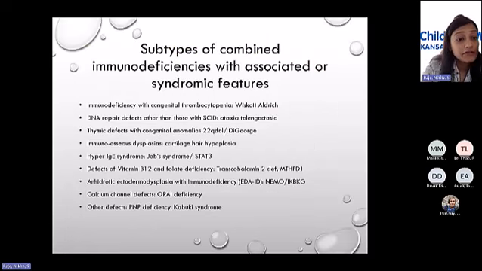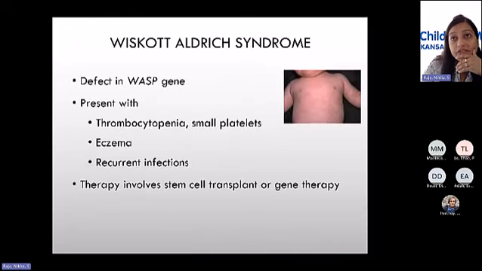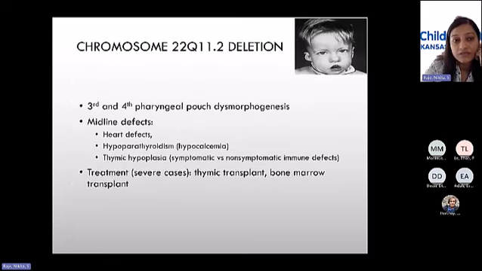There are lots of other syndromes with combined immunodeficiency. Some of them that are noted here, we already talked about. So again, not going into details, but just making sure that you understand. Wiskott-Aldrich syndrome, it's a triad with defect in the WASP gene with thrombocytopenia or small platelets, eczema, recurrent infections, and treatment involves stem cell transplant. 22q deletion, we talked enough.